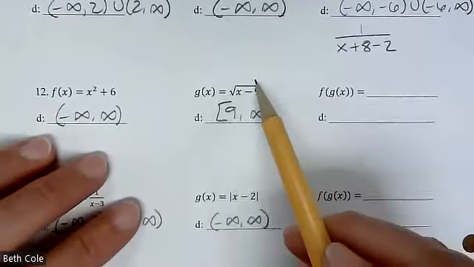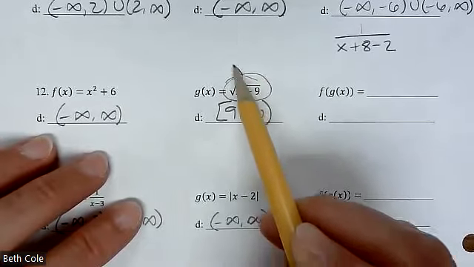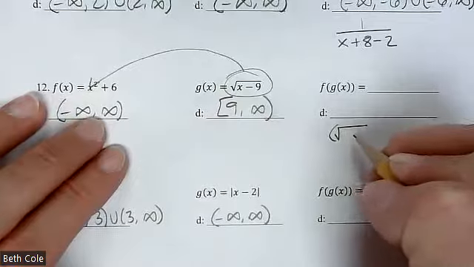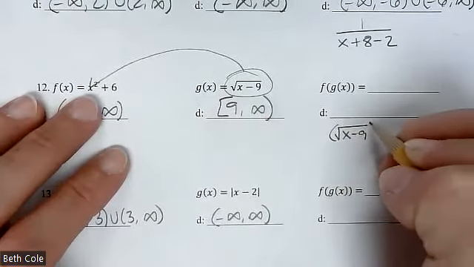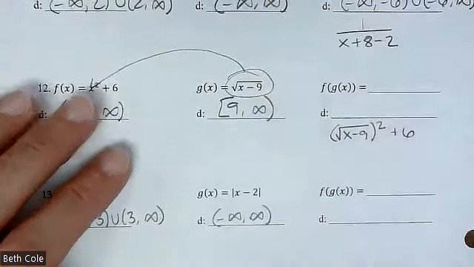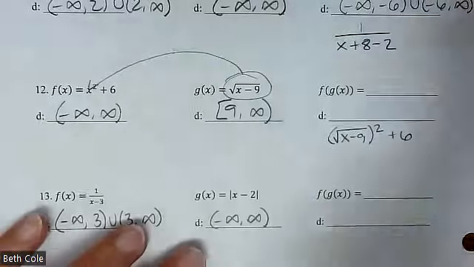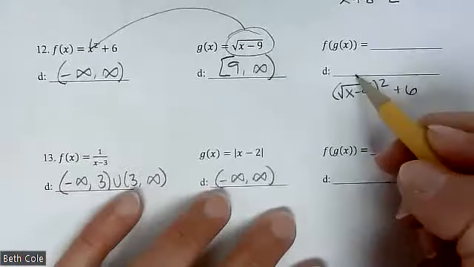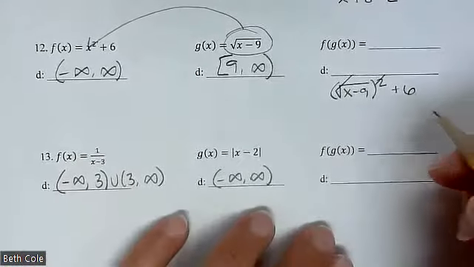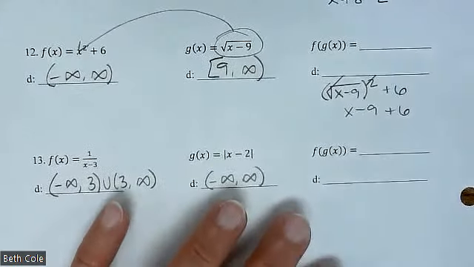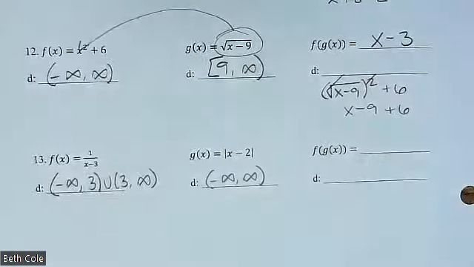All right, here, we're gonna plug G, this whole thing, into F. So it's gonna be square root of x minus 9 squared plus 6. Now there is a little bit that we can do there. What would be our next step? Perfect. Cancel those out. That gives you x minus 9 plus 6. And that would just be x minus 3.